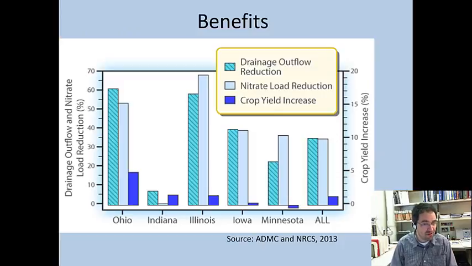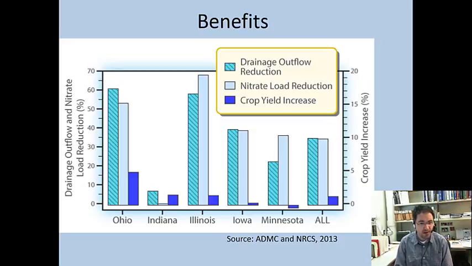As we look at some of the results that we've seen from this practice, and this is information from different states in the region. This is primarily data from a conservation innovation grant funded by the Natural Resources Conservation Service, and the Agricultural Drainage Management Coalition was really the entity that got the grant from NRCS to do this work, and then individual investigators in each of the states worked on this. And so we have data from Ohio, Indiana, Illinois, Iowa, Minnesota, and then kind of combining all of these.